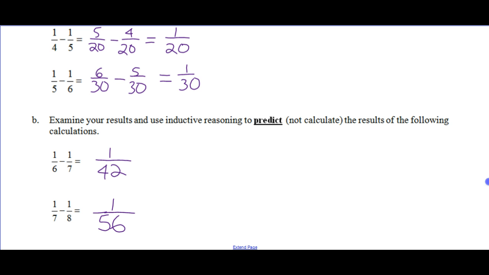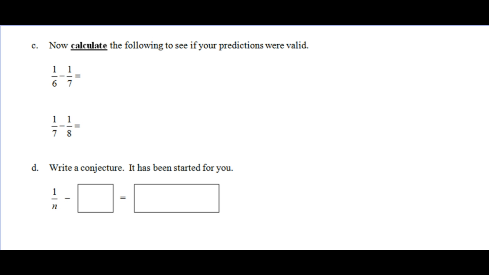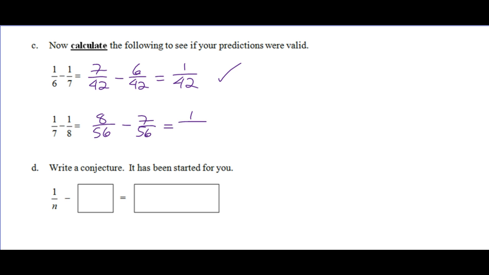Now calculate. Okay, so we came up with the prediction, now let's calculate. So this will be 7 over 42 minus 6 over 42, which is equal to 1 over 42. So that checks, right? It's 1 over 42. And this will be 8 over 56 minus 7 over 56, which is equal to 1 over 56.